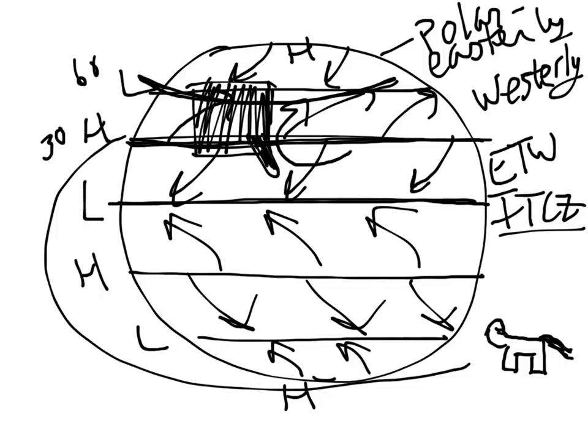So 30 degrees north and south latitude, especially 30 degrees north, are called the horse latitudes. Anybody know why? The horse latitudes at 30 degrees north lat. The subtropical high is also known as the horse latitude. It has obviously something to do with horses.